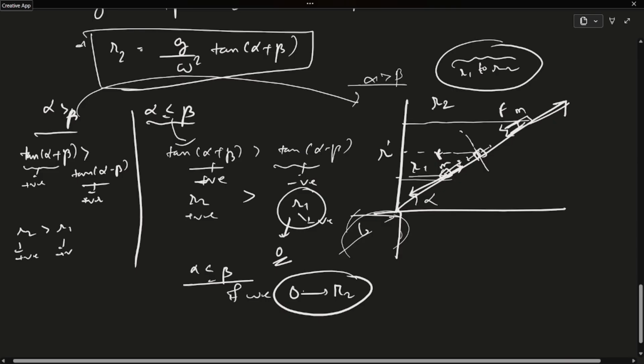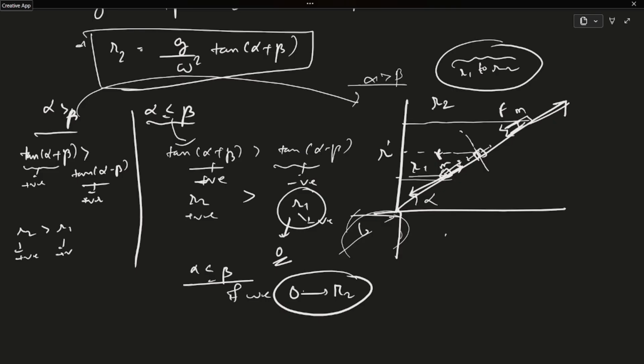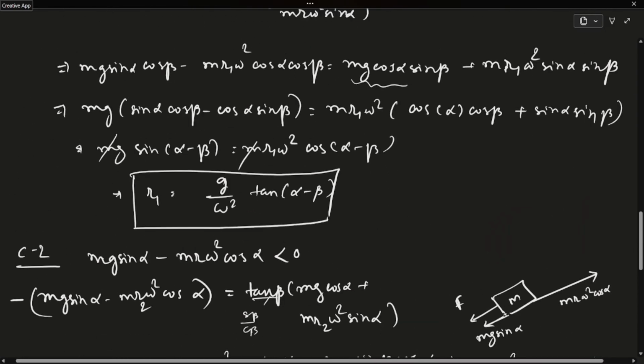But here we are measuring the length, so you can calculate the length from Li equal to Ri by cos alpha. For R1 it will be L1 cos alpha, for R2 it will be L2 cos alpha. So this is the solution.